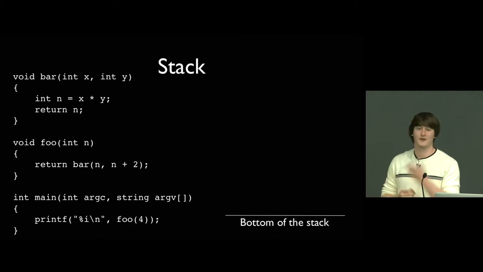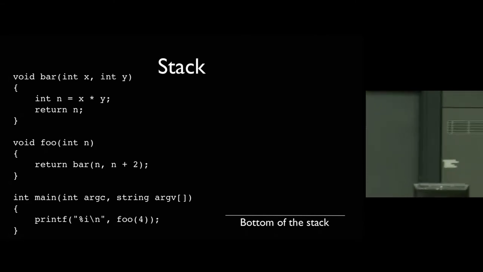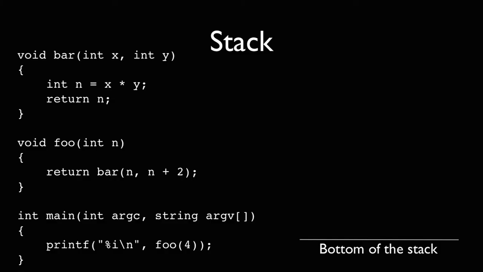Why was foo called before printf? So I could have instead done something like int x equals foo of 4 and then printed x. But instead, I combined the function call into the printf argument. Notice that we can't actually execute the call to printf until we figure out what foo of 4 is. So we're going to evaluate this, and only once that's done are we going to come back and evaluate this.